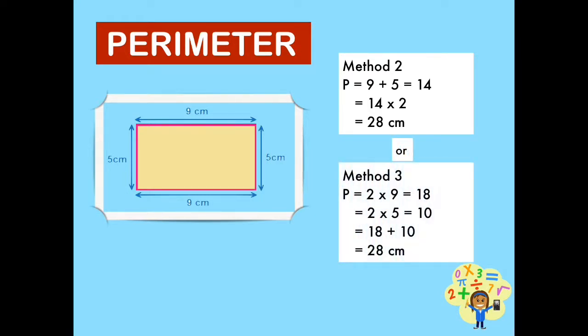Another way to get the answer would be multiplying the length and the breadth first, which is 2 times 9 equals 18. We also need to multiply the given breadth. 2 times 5 is equal to 10. Let's put together the two totals. 18 plus 10 will be 28 centimeters, which is the same as the answer in our first method.